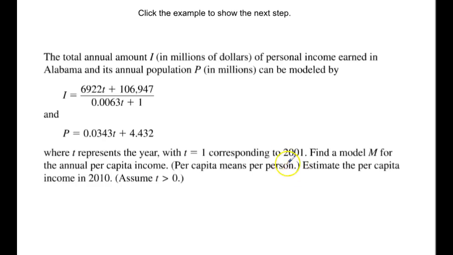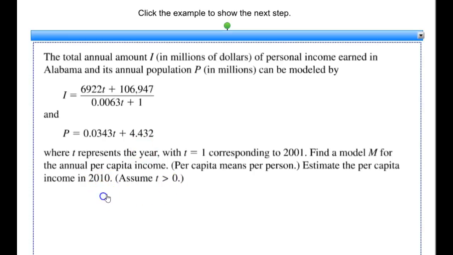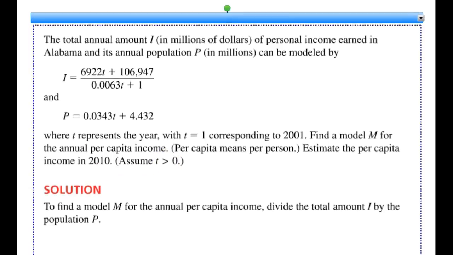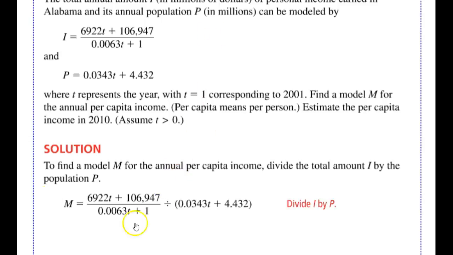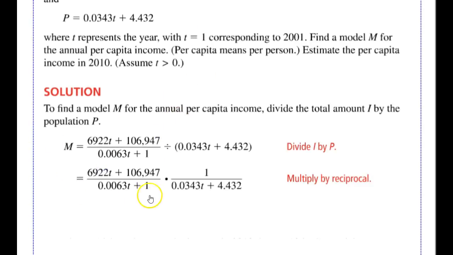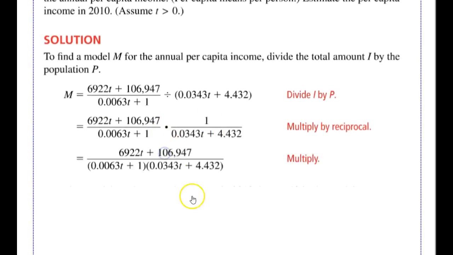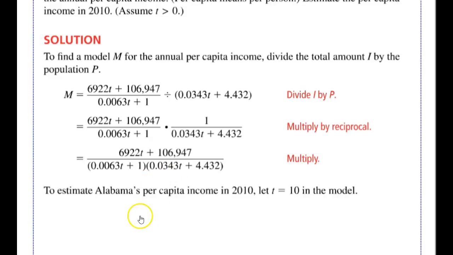Per capita means per person. So that means I'm going to divide by my population. So then I have to assume T is greater than 0, and then I have to figure out an estimate in 2010. So the first thing I want to do is divide my I by P. So instead of dividing, I'm going to multiply by my reciprocal. So I multiply and I flip my fraction, because I don't like dividing by fractions. So then I multiply straight across. I leave my two things in the denominator as they're written before I do anything else.